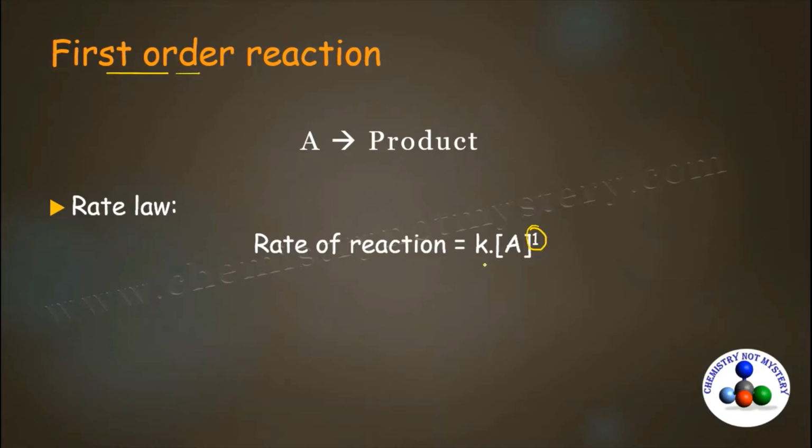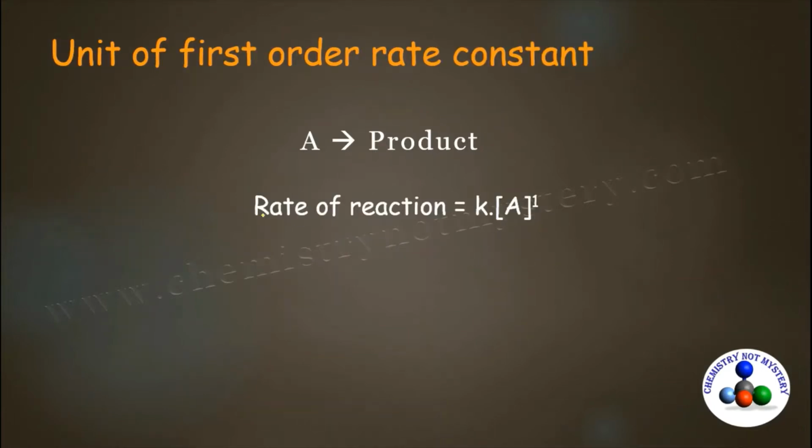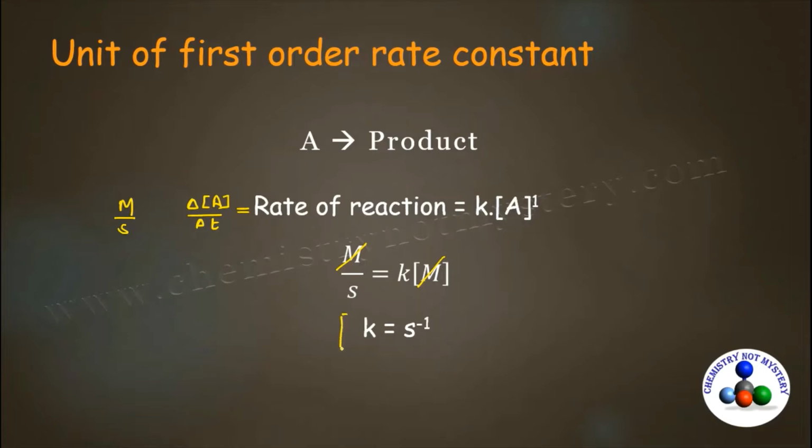Now try to find out the unit of rate constant. Rate of reaction is nothing but the change in concentration of reactant with respect to time. And the concentration is expressed in terms of molarity and time is expressed in seconds. So the unit of rate of reaction will be molar per second. And again the concentration is here, so its unit will be again molar. Now solve this equation. So molar will get cancelled out with molar, and the unit of k you will get per second. So the unit of rate constant for first order reaction is per second.